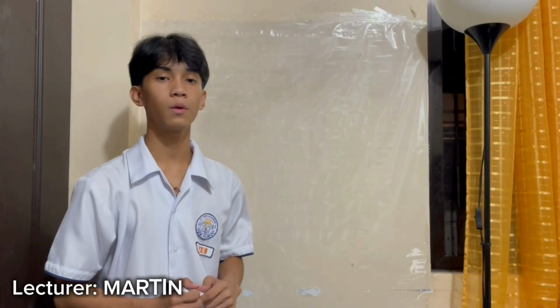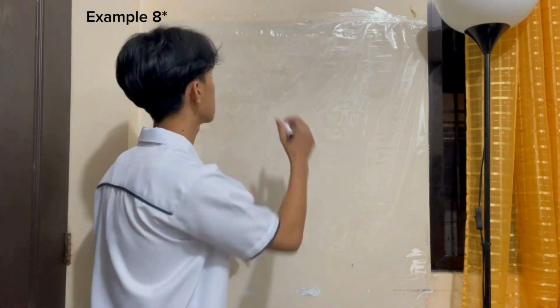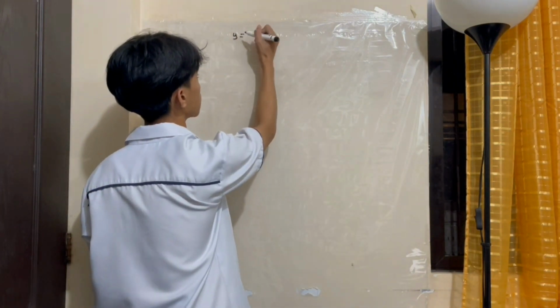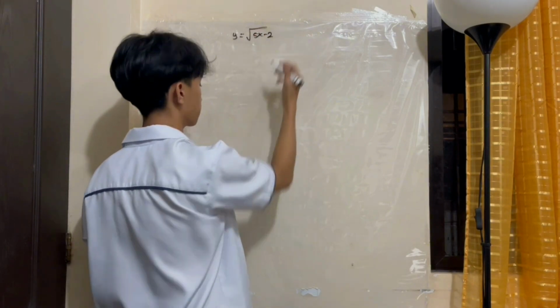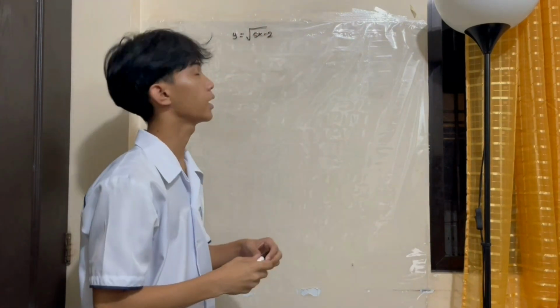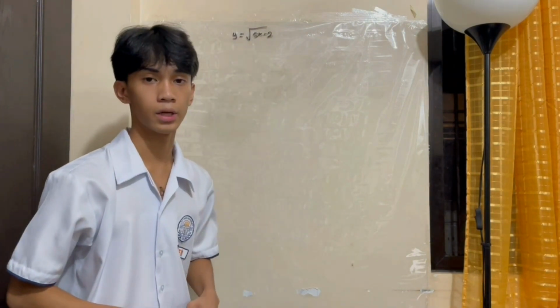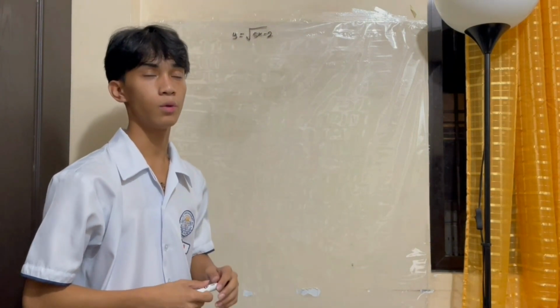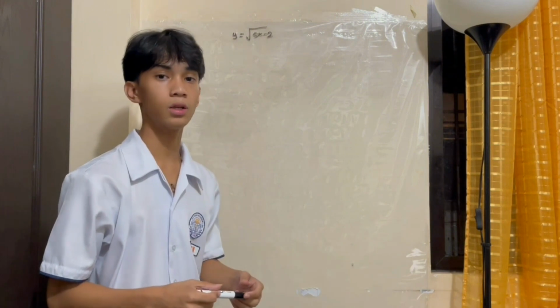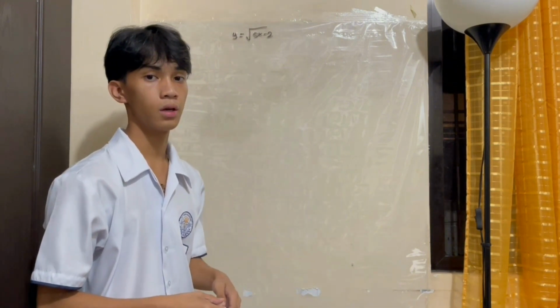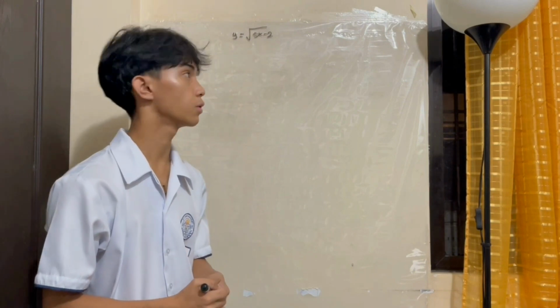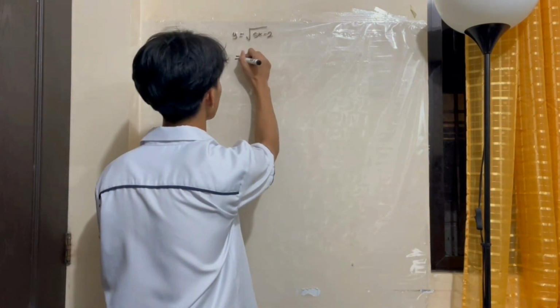So let's begin with our example number 6, which is y is equals to square root of 5x minus 2. As we can see, our example is only a radical expression, so we have to convert it into exponential form so that we can use the chain rule. It's like this.